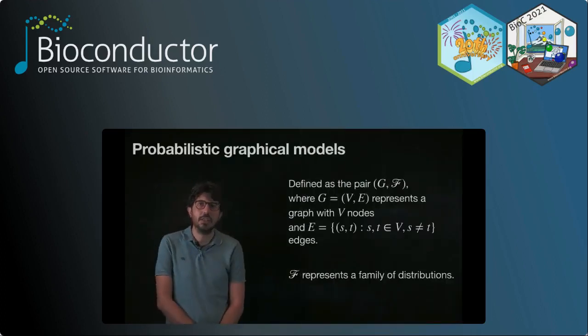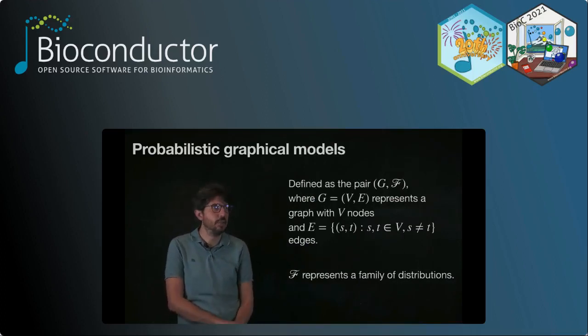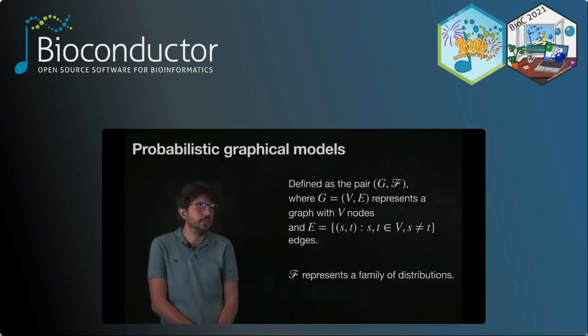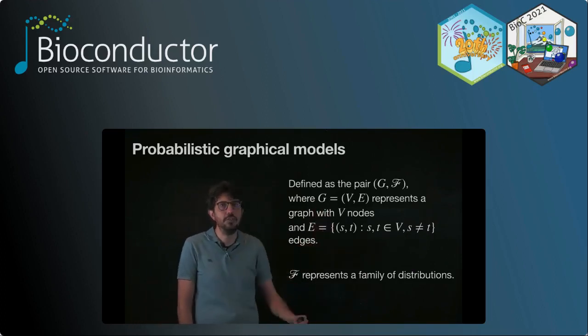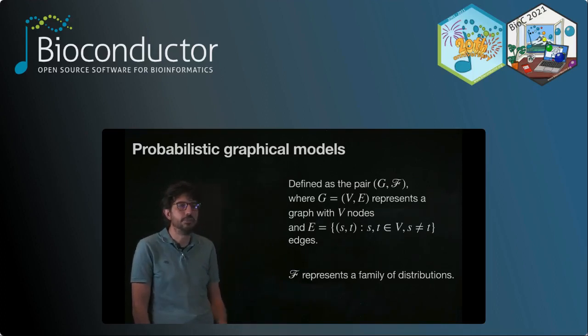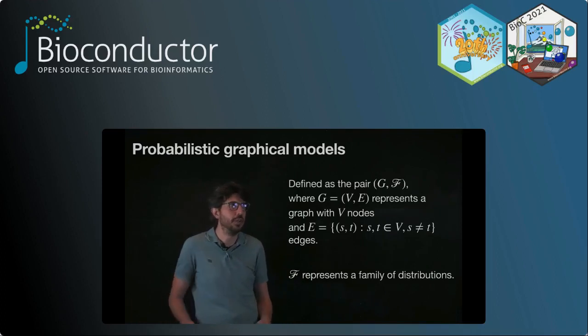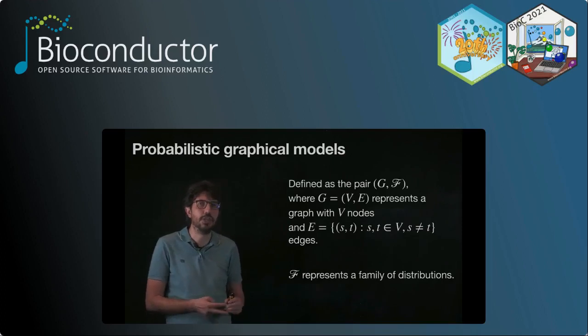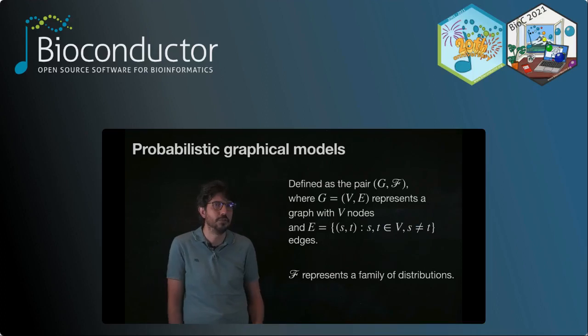So let me give a more formal definition of a probabilistic graphical model. This is, I promise, the most boring slide of my presentation. But essentially, a probabilistic graphical model can be defined as the pair (G, F), where G is our graph with V nodes and E edges, and F represents a family of distributions. So if we want to use a graphical model, we have to choose 2 things. First of all, we have to choose a family of distributions for our data, and then we have to have a graph, or if we don't have a graph, we have to estimate it from the data.